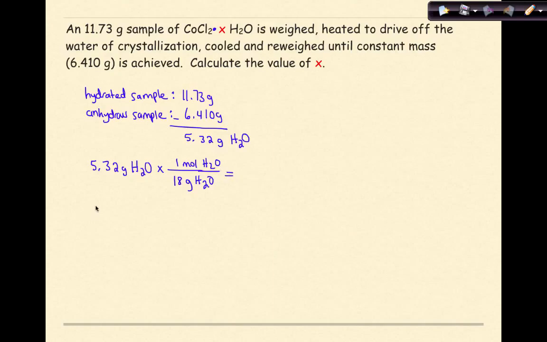And the next thing that we're going to do is find the number of moles of anhydrous salt that remains. So 6.410 grams of CoCl2. So I'm also going to convert this into moles. So 1 mole of CoCl2 is equal to a gram formula mass of 129.79, if I was getting really specific, grams.